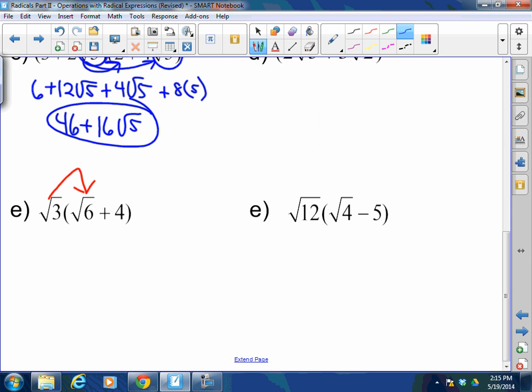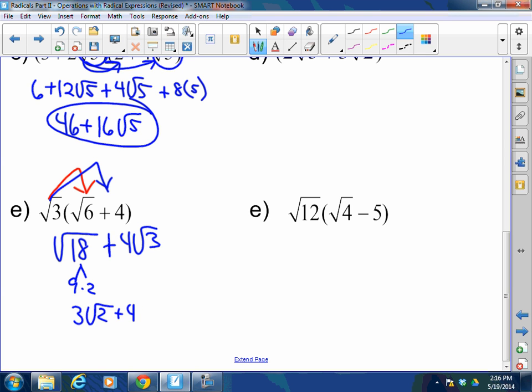So square root of 3 times square root of 6 is square root of 18. Then square root of 3 times 4 plus 4 square root of 3. But I've always got to simplify. This is 9 times 2, so this is 3 square root of 2 plus 4 square root of 3, and I cannot add those together. They have the same index, but they don't have the same radicand. Does that make sense, guys?